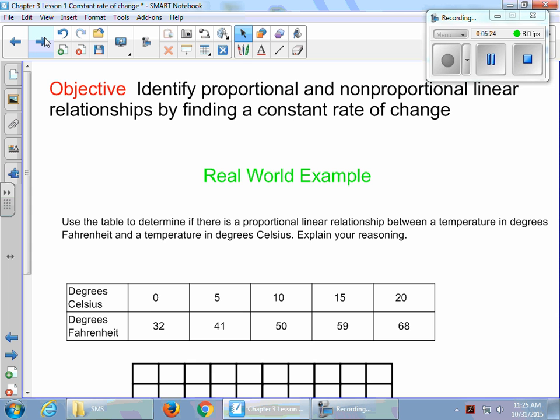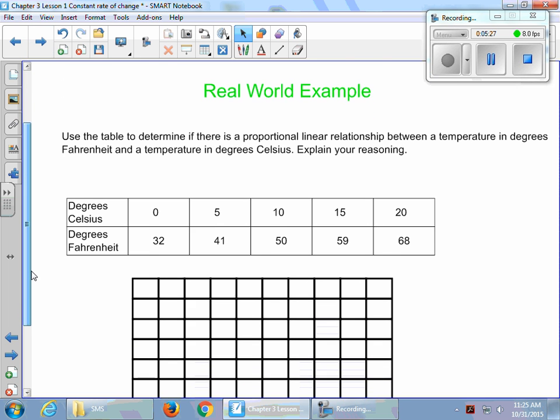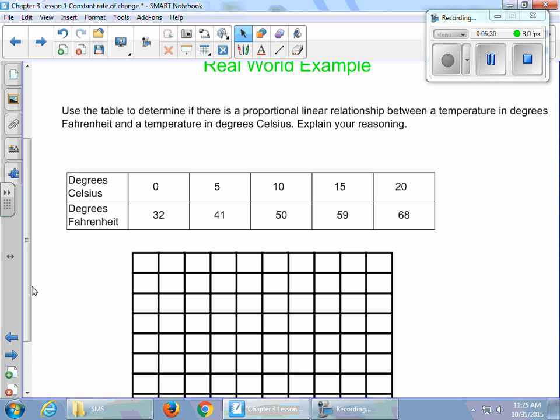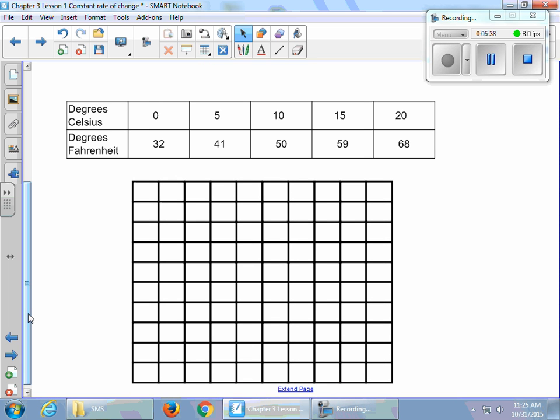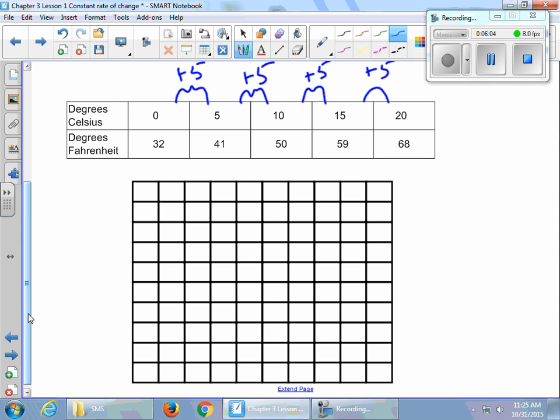So we're going to take a peek at this key concept and then a real-world example on our next slide. And here we go. We're going to use the table to determine if there's a proportional linear relationship between a temperature in degrees Fahrenheit and a temperature in degrees Celsius, and explain our reasoning. First let's look at the degrees Celsius. We're going to see what the rate of change is and see if it is constant. We go from 0 to 5, so you have a plus 5 rate there. From 5 to 10, plus 5. 10 to 15, once again plus 5. And from 15 to 20, plus 5.